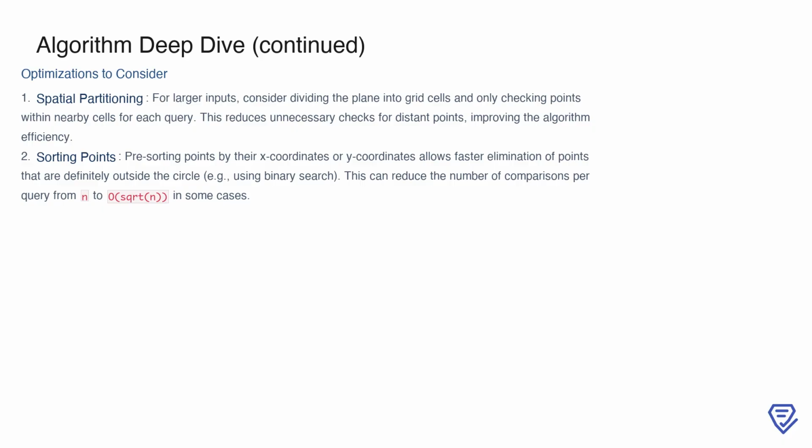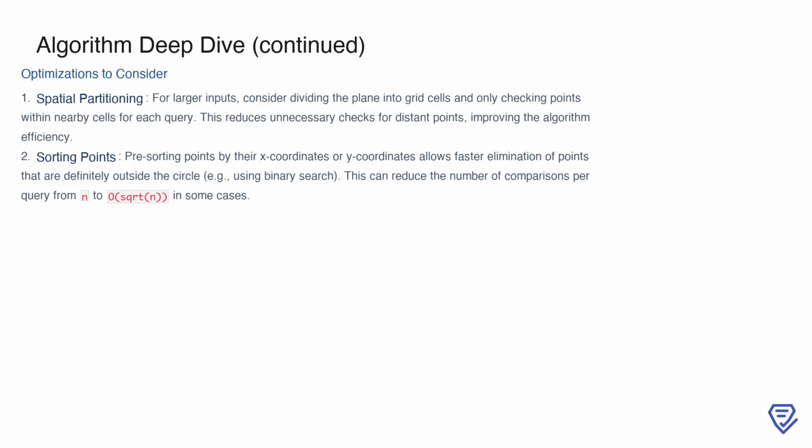Another optimization involves sorting the points by their x-coordinates or y-coordinates. This enables faster elimination of points that are definitely outside the circle, for example, using binary search. In some cases, this can reduce the number of comparisons per query from n to O(sqrt(n)), making the solution more scalable for larger datasets.